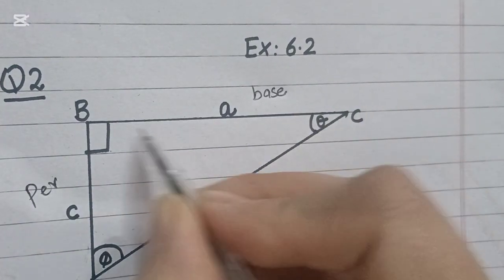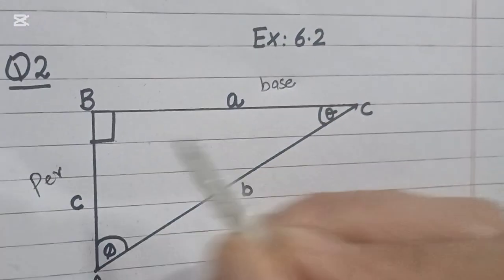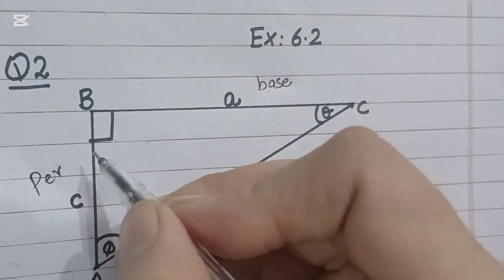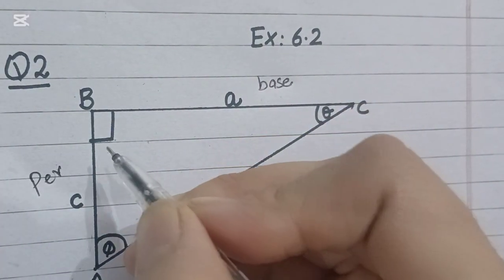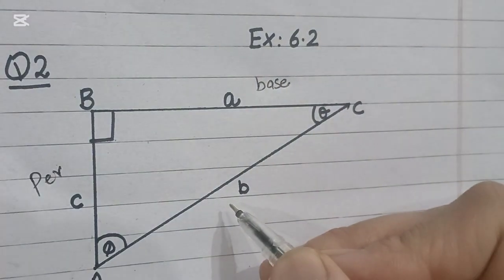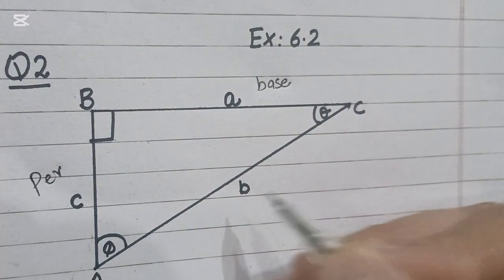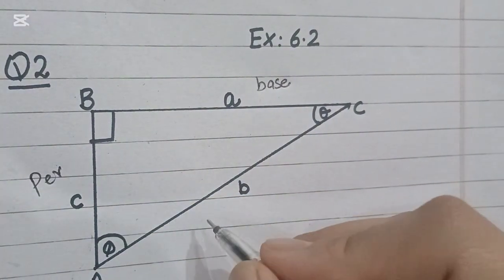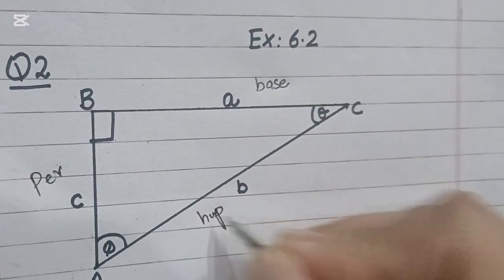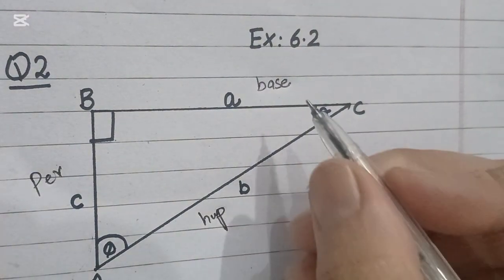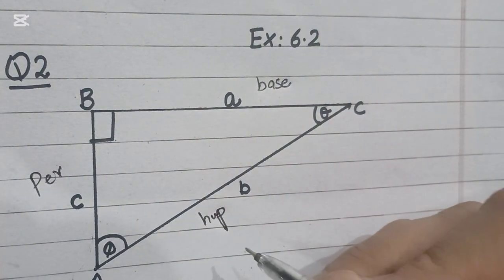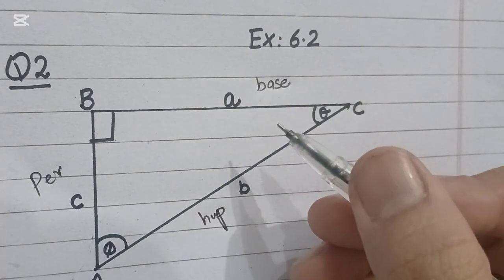Theta is made at this point. BC is our base side. BA is our perpendicular side because it's at a 90 degree angle, and the longest side which is opposite to the 90 degree angle is the hypotenuse of that triangle. After making base, perpendicular and hypotenuse, we will substitute the values into these formulas.